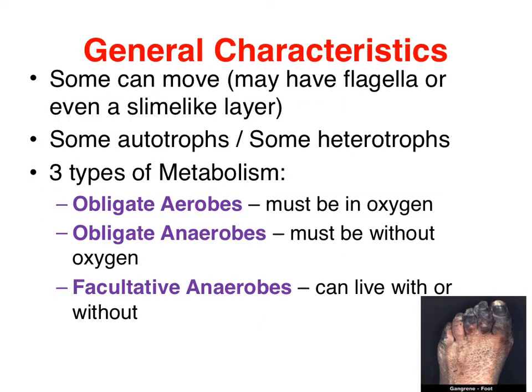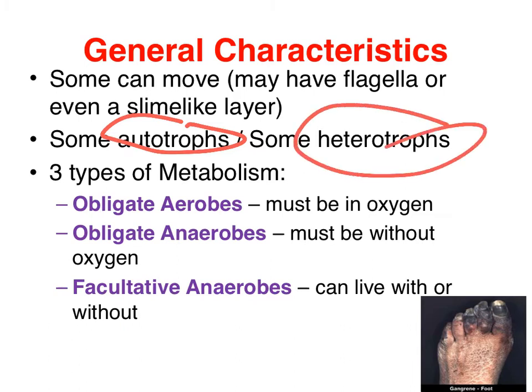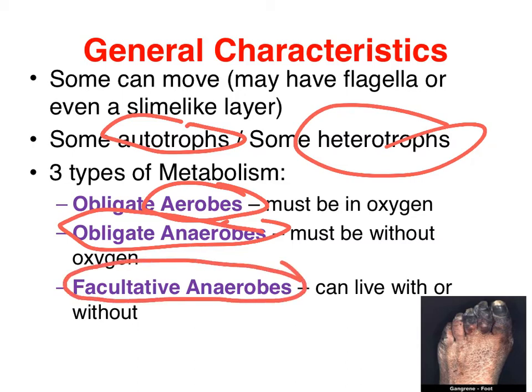Some other characteristics of bacteria include describing the way they get their food. Some are autotrophic, like the cyanobacteria. Some are heterotrophic, enjoy eating stuff. Some prefer to be in oxygen-rich environments. Those are called obligate aerobes. Some like to be in non-oxygenated environments. Those are obligate anaerobes. And then some don't really care if they're in either type of environment. Those are called facultative anaerobes. They can live either with or without oxygen.